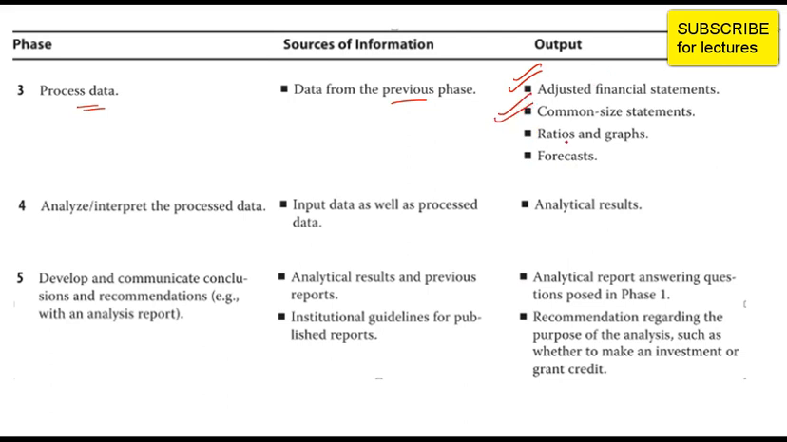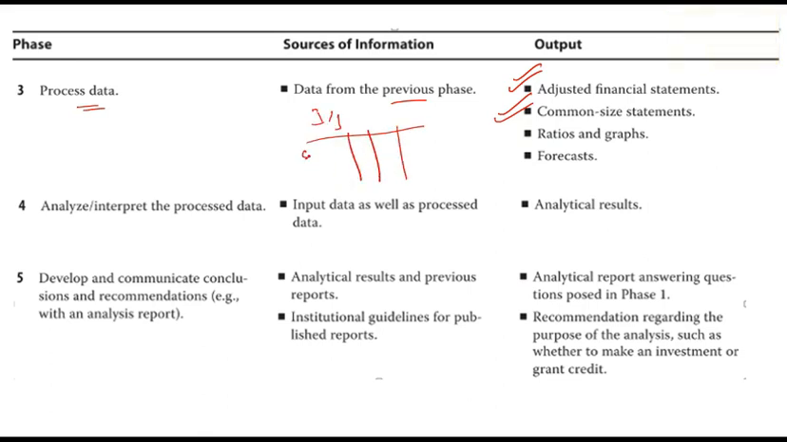You make common size financial statements. For example, on the income statement you can make statements for different years, keeping sales as 100 and keeping all other elements as a percentage of sales. That is a common size statement. For the balance sheet, you can keep assets as 100 and show everything else as a percentage of assets. Then use ratios and graphs to analyze the overall trend.